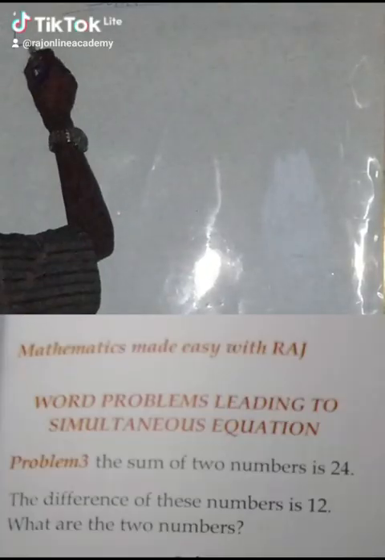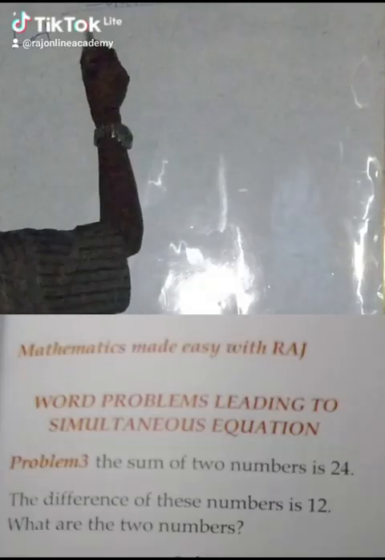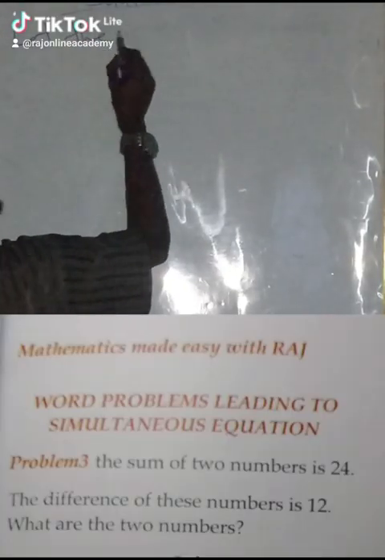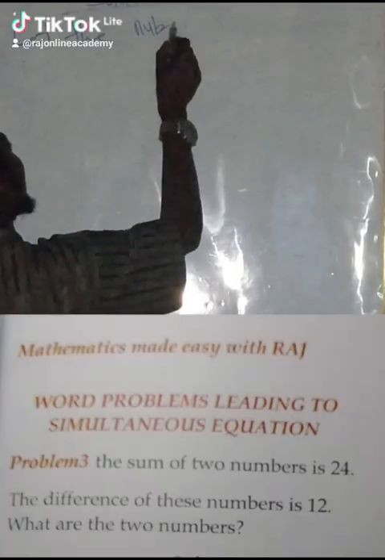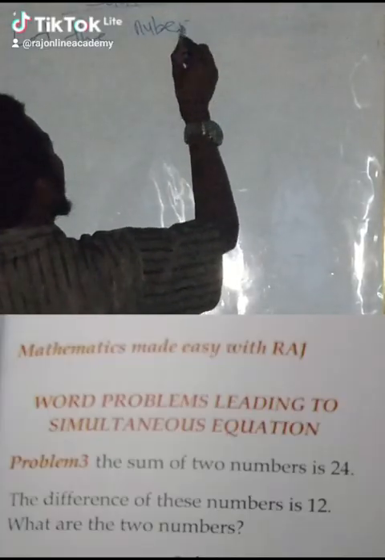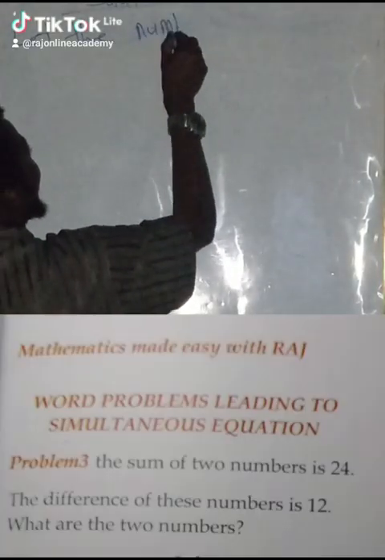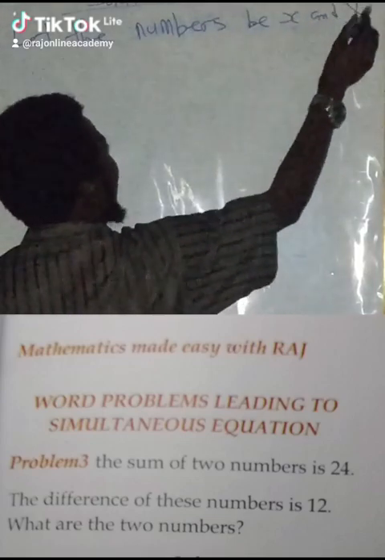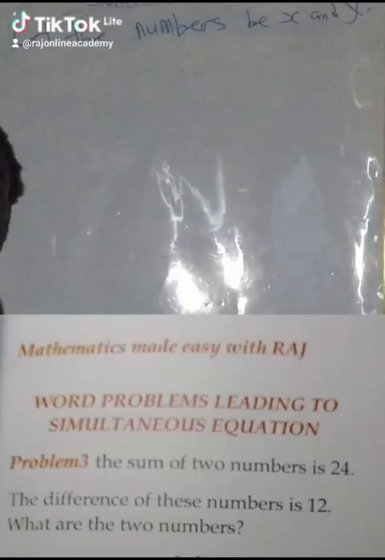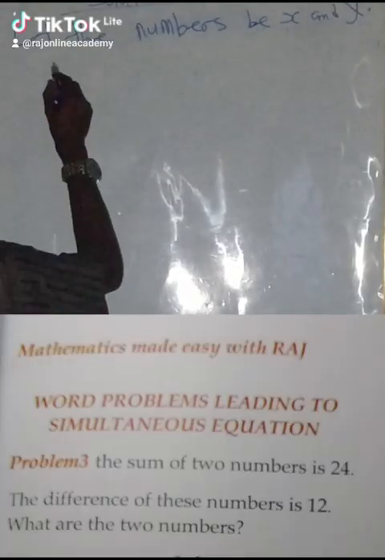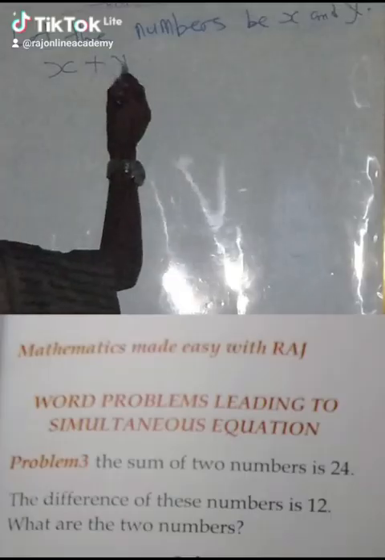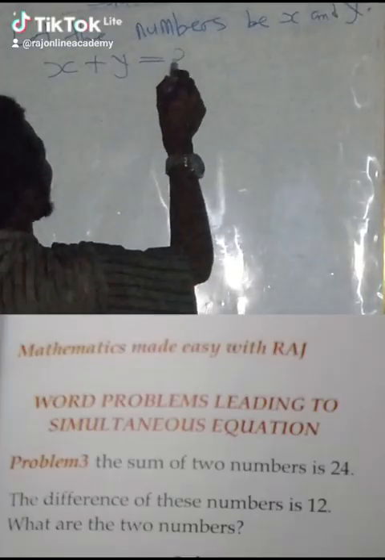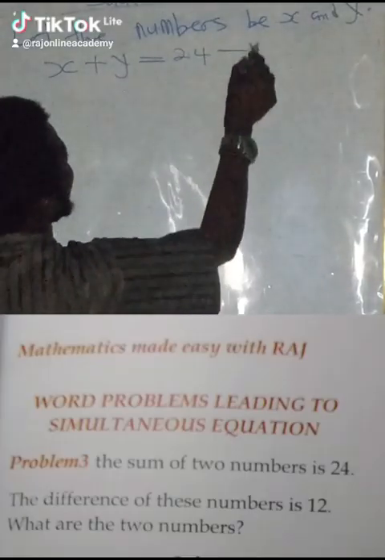Let the numbers be X and Y. The sum of these numbers, what are they? X plus Y is equal to 24. Good. Call this equation 1.